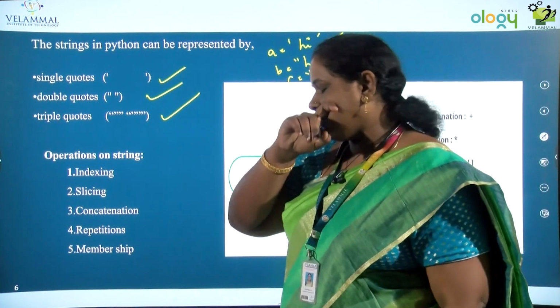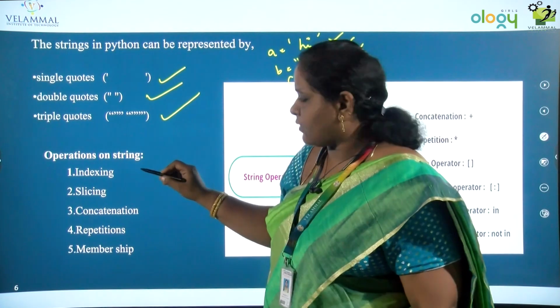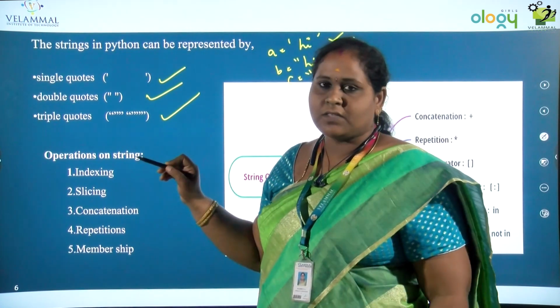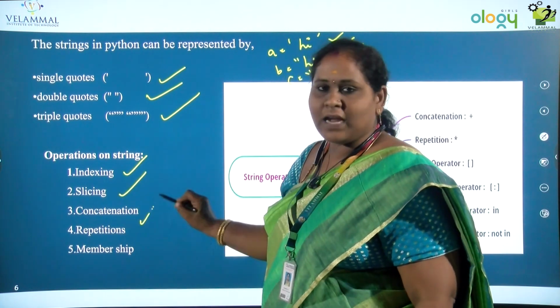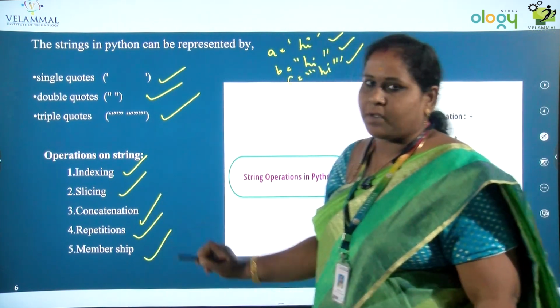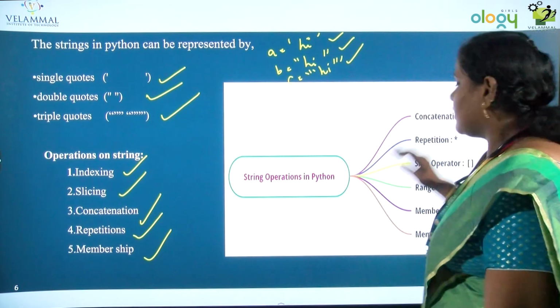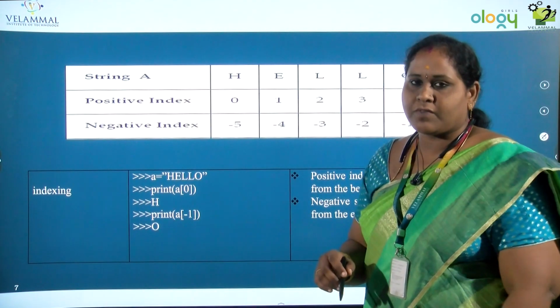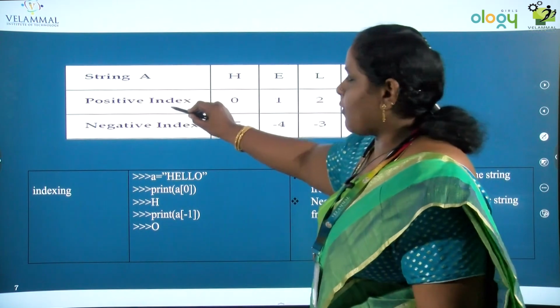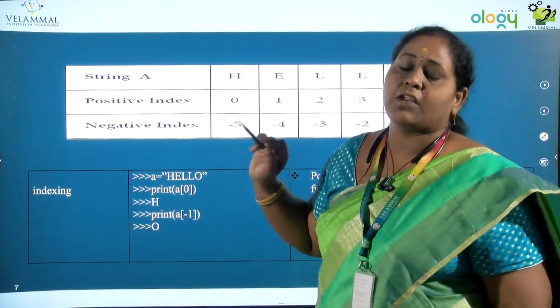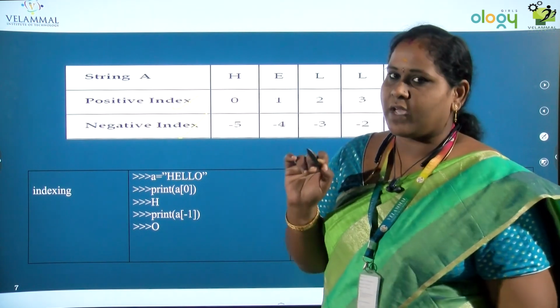Let us move on to the operations on strings. There are 5 major operations: indexing, slicing, concatenation, repetition, and membership. Let us see them one by one. The first operation is indexing. As I said before, the index can be positive as well as negative, but it can't be 0. That is what you have to keep in mind.